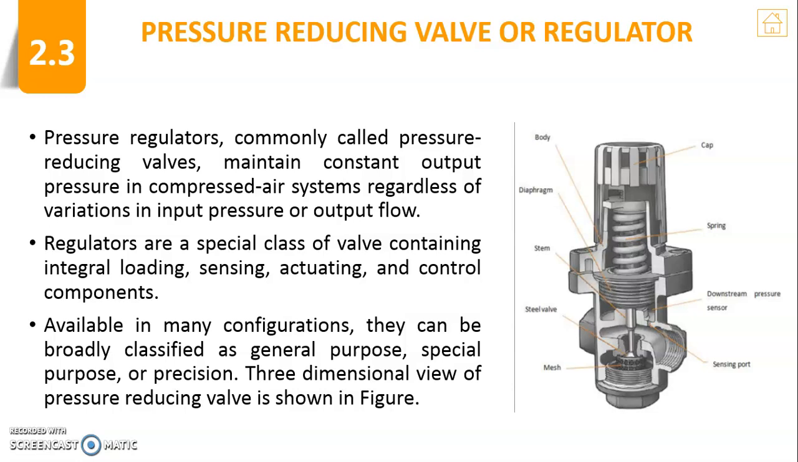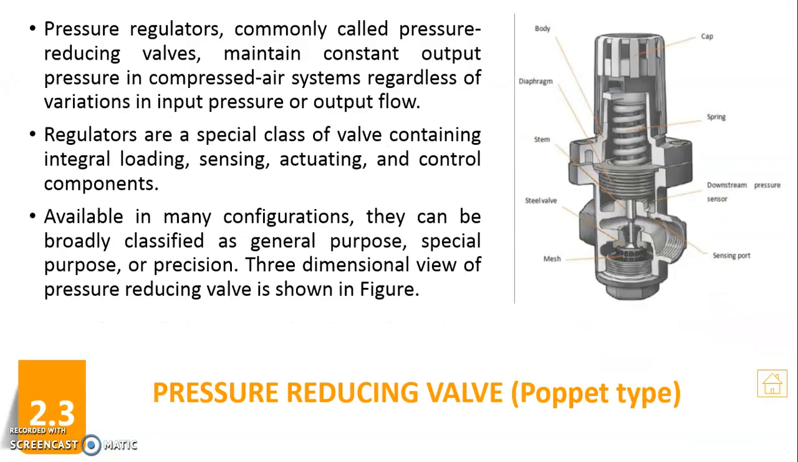Suppose there is a fault in your compressor, or the compressor misbehaves. For example, if you set 5 bar and it moves from 5 bar to 5.1, 5.2, or dips down to 4.9, this regulator can maintain the output at 5 bar throughout the system flow. For that purpose, and for maintaining safety, we use this type of pressure regulator valve.